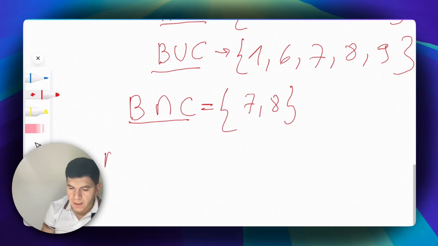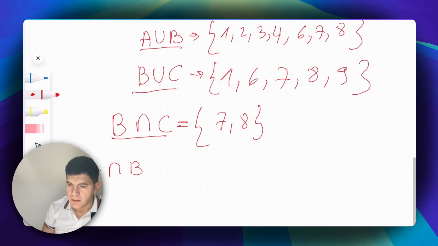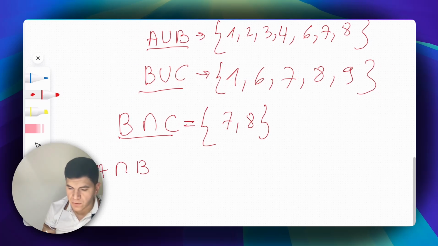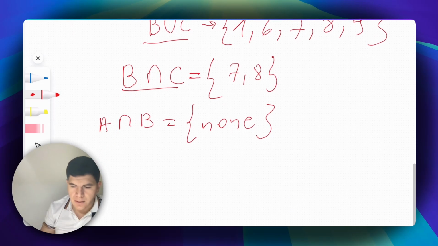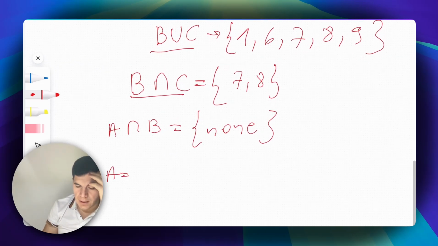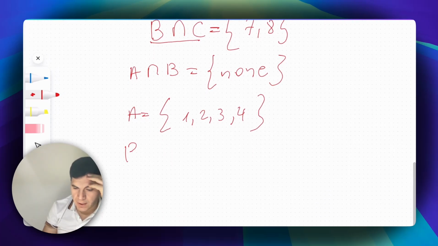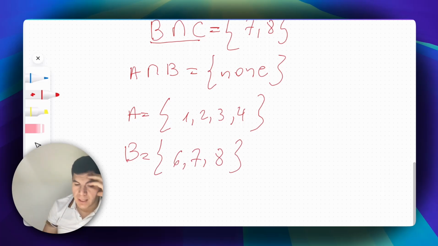So what about the A intersect with the B? So we know that in the A we have 1, 2, 3, 4, and the B is 6, 7, 8. So there's no common element. So it's going to be none, like there's nothing. Okay, there's nothing. And here it gets interesting. Since in the A we have the elements 1, 2, 3, and 4, and in the B we have the elements 6, 7, 8, we said that there is no common element.